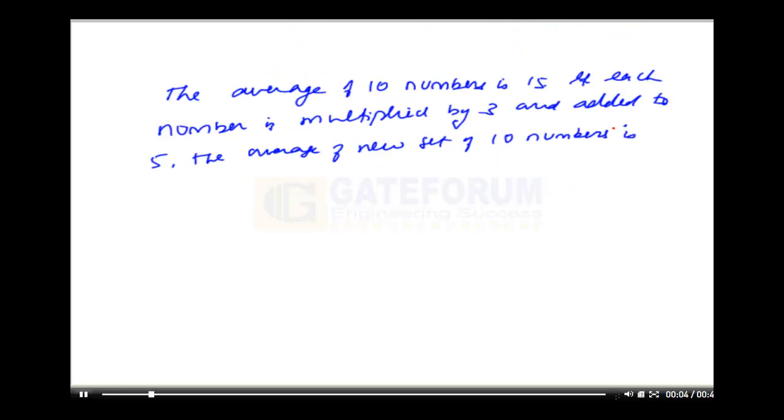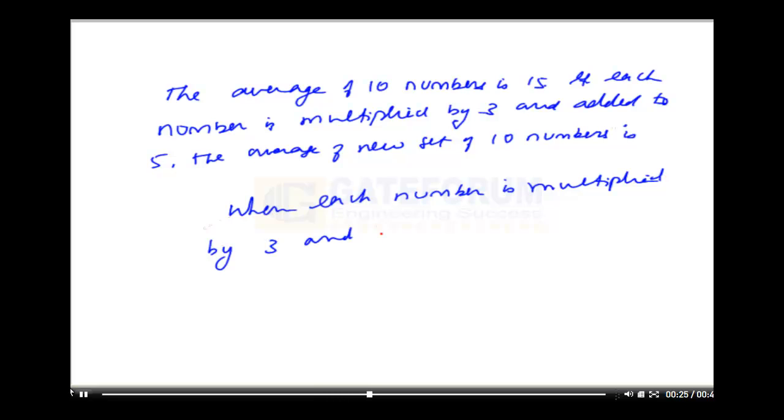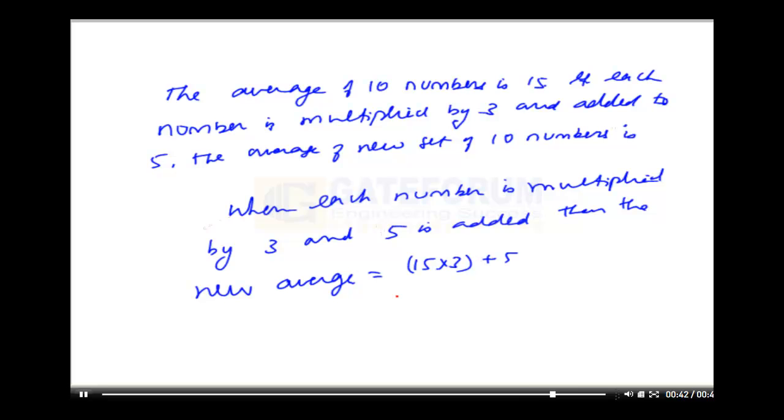And add it to 5, the average of new set of 10 numbers is when each number is multiplied by a constant 3 and a constant 5 is added, then the new average will be 15 multiplied by 3 and added 5, so 45 plus 5, it will be 50.